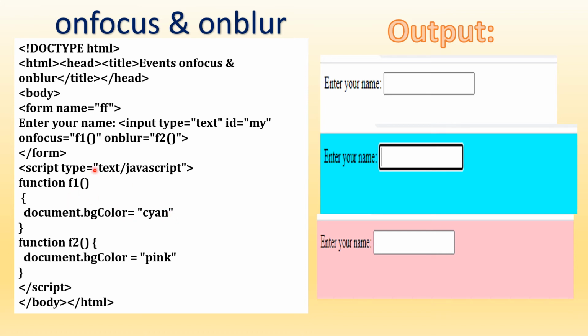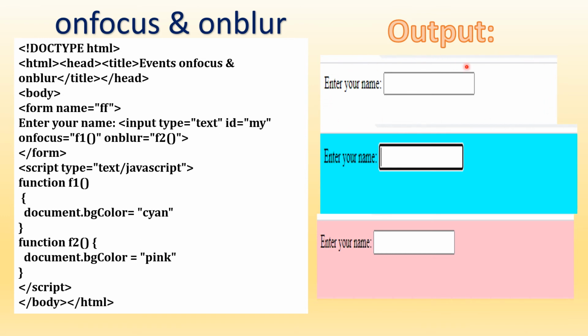So when does this happen? In this text field, if I keep my mouse and my focus is in the text field, then this event should happen. And when does the document bgColor become pink? That is function 2. When the event is onblur, then function 2 will happen. That is, document.bgColor should become pink. So this is the output which I'll get.